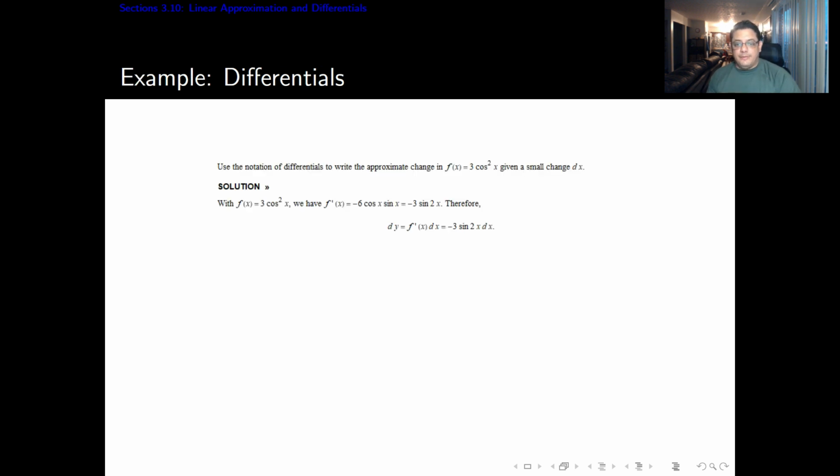Now let's see an example of this in terms of applications. We're going to use the notation of differentials to write an approximate change in the function 3 cosine squared of x, given that we're making a small change in x. So if f of x is 3 cosine squared of x, then f prime is going to be minus 6 cosine of x sine of x. Simplifying that, we can see this as minus 3 sine of 2x with double angle identities. So this means that dy is f prime of x dx, which will be minus 3 sine of 2x dx.